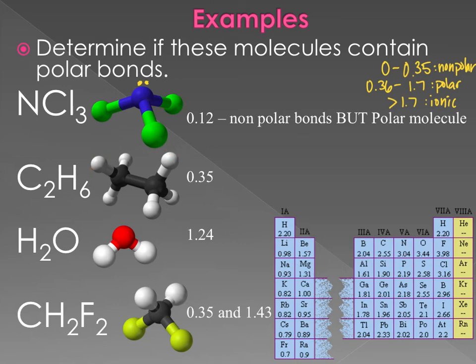Here we have water. Water also has these two pairs of lone electrons up top. I look at the electronegativity values: oxygen 3.44, hydrogen 2.20, a difference of 1.24. It falls within this polar range, so we would have polar bonds, and because of these lone pairs of electrons, it makes the molecule itself polar also.